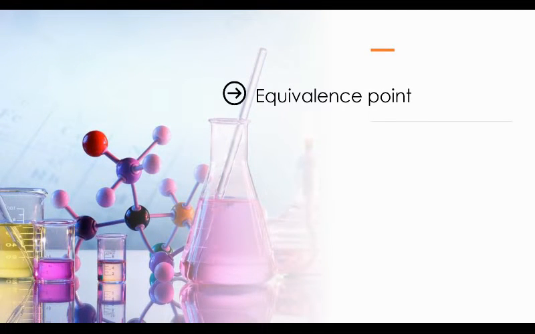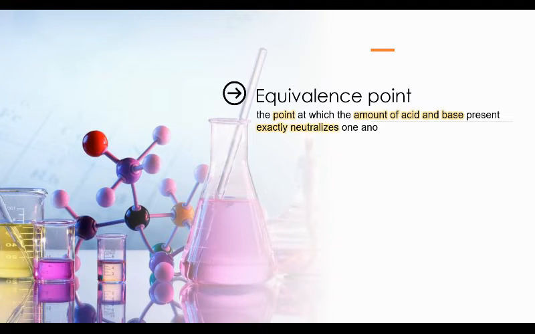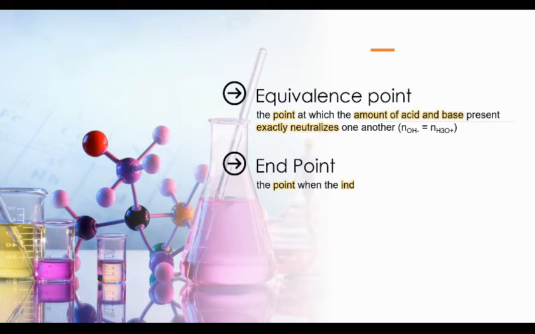Next, the equivalence point. Equivalence point is the point at which the amount of acid and base present exactly neutralizes one another. In simple words, the equivalence point is the point in which the number of mole of hydroxide ion is equal to the number of mole of hydroxonium ion or hydrogen ion. Endpoint is the point when the indicator changes color.